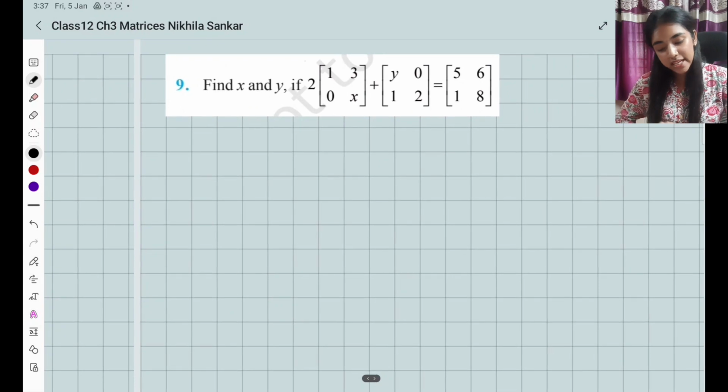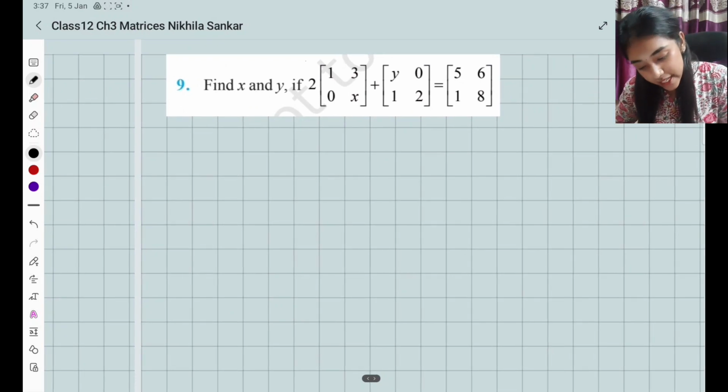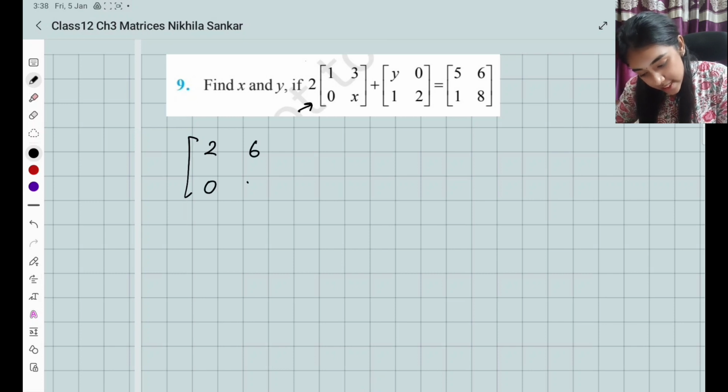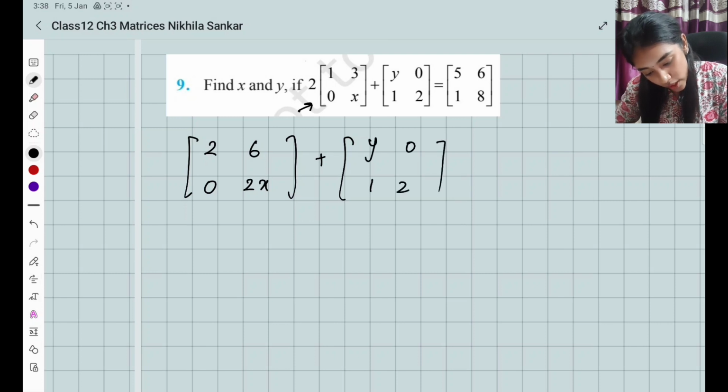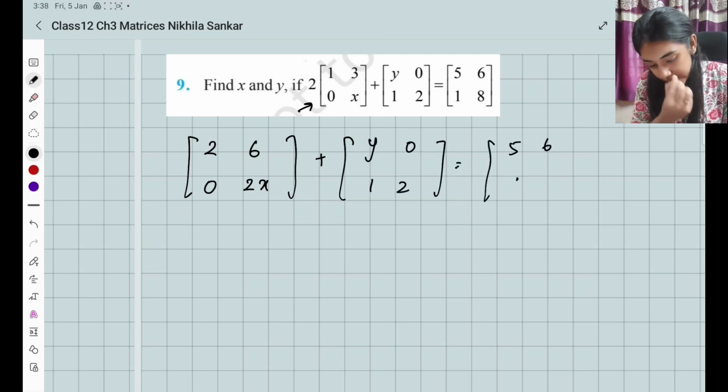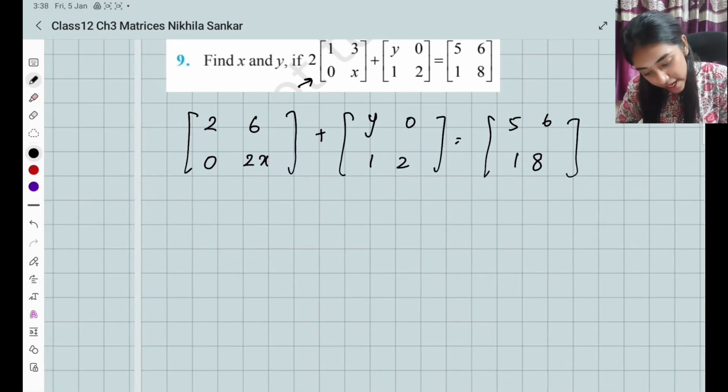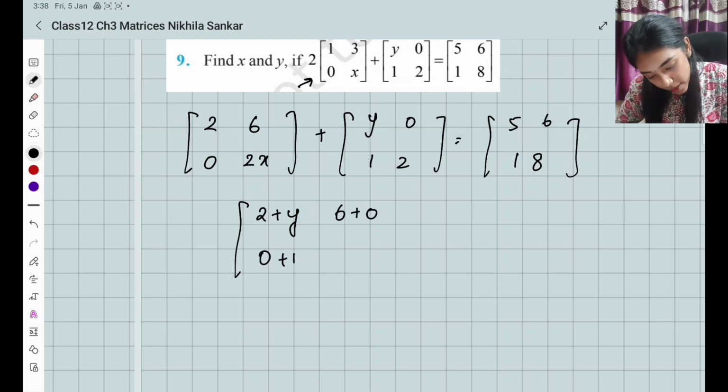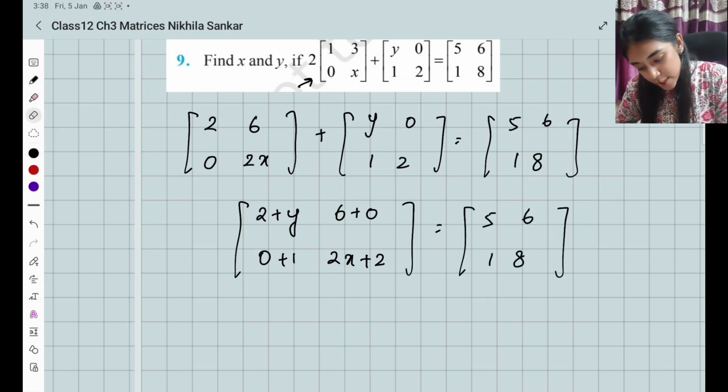Question number 9. These are easy questions. Find x and y if this is the case. So first, let's multiply the 2. I have 2 threes are 6, 0, 2x. So this is the first matrix plus y, 0, 1, 2 equals [5, 6; 1, 8]. So first I have to add these two. So what is the matrix going to be? 2 plus y, and 6 plus 0, 0 plus 1, 2x plus 2. This is equal to [5, 6; 1, 8]. Okay. 6 plus 0 is going to be simply 6, and 0 plus 1 is going to be simply 1.